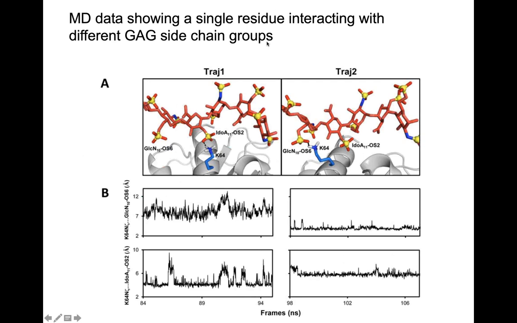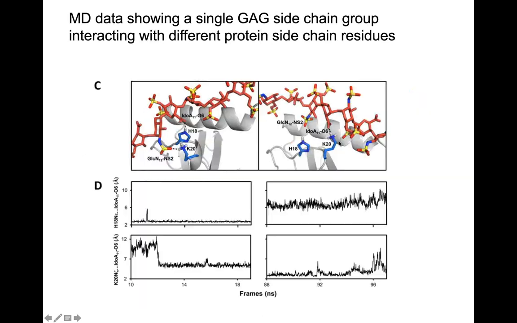lysines and the arginines. For example, this K64, over 10 nanoseconds, engages 2 different GAG chains. You can see it's for this particular glycan, and this is an iduronic acid, and a particular lysine, for example, K20, engages different side chains. I'm sorry, a given GAG side chain, for example, engages histidine 18 here, and here it engages K20. So in a nanosecond time scale, these interactions are happening.